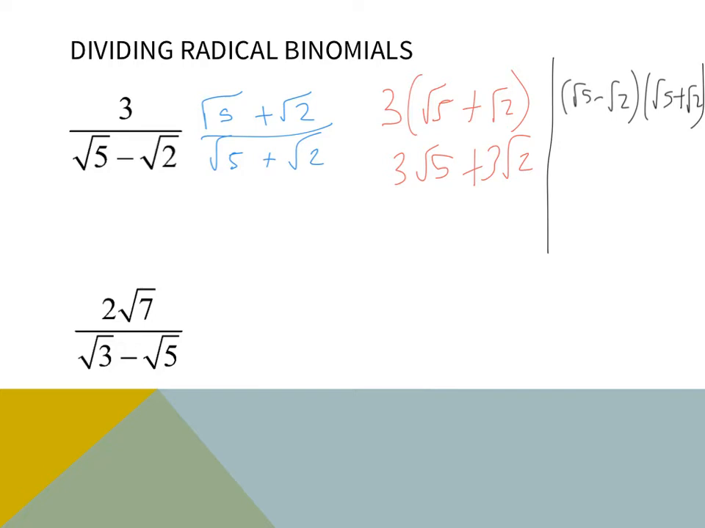So when I do that, root 5 times root 5 is root 25, which is 5. Root 5 times root 2 is root 10. Negative root 2 times root 5 is negative root 10. And then negative root 2 times root 2 is negative root 4. Square root of 4 is 2, so minus 2. Well, the negative root 10 and positive root 10 cancel. 5 minus 2 is 3.